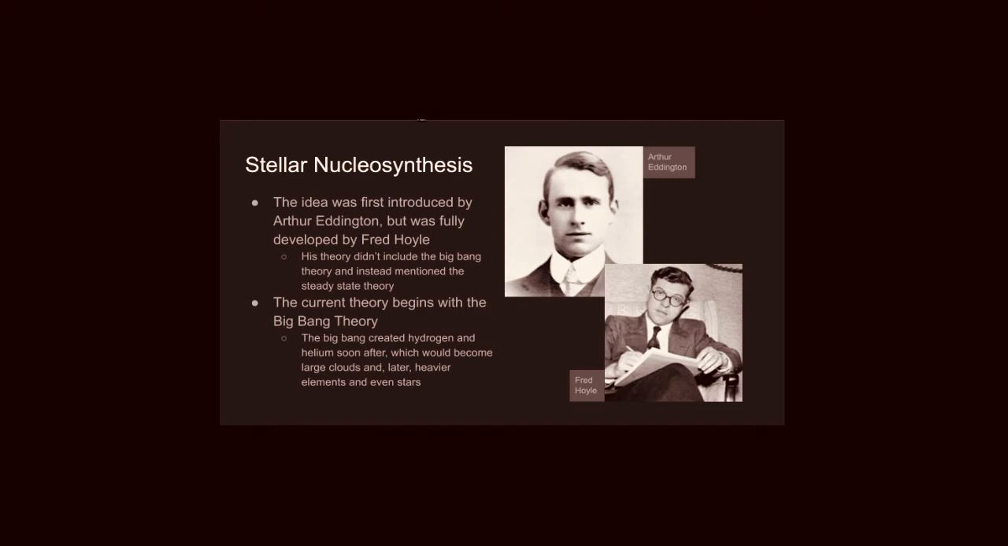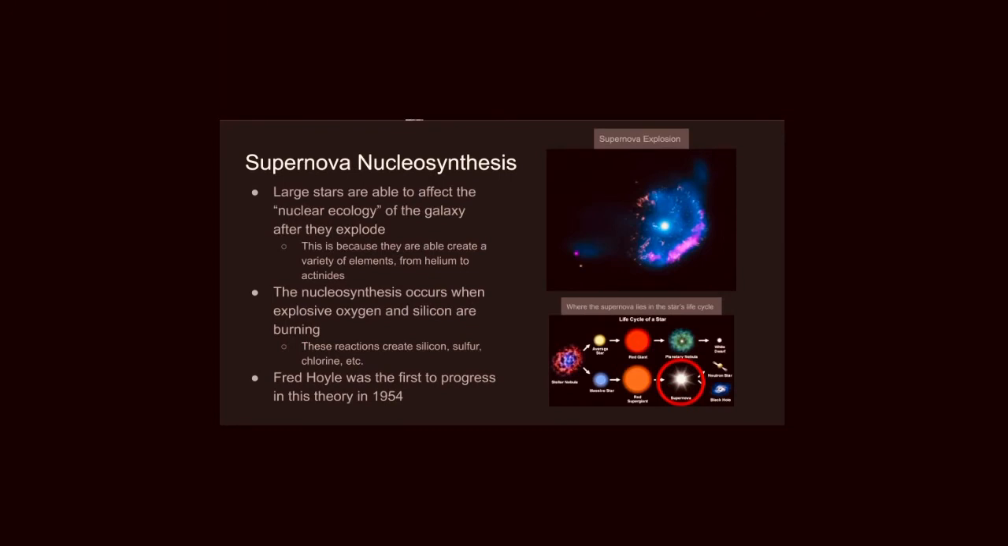elements to be created. Stars that have 10 times the mass of that of our Sun create large-scale explosions when they die, which creates a variety of elements from light elements like helium to heavy elements like actinides. By creating these high amounts of elements, large stars are able to affect the nuclear ecology of the galaxy. The nucleosynthesis reaction occurs when the explosive oxygen and silicon elements are heated up during the explosion, which causes the creation of the following elements: silicon, sulfur, chloride, etc.